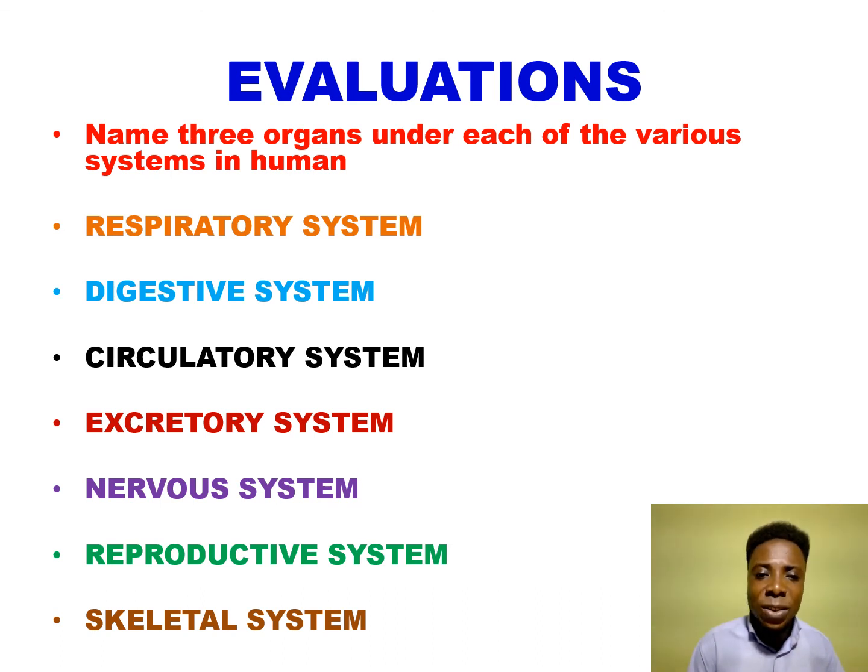And then the one in red is the excretory system. They remove waste from the body. Which organs help us to remove metabolic waste from our bodies? Give me three. And then also we have the nervous system that controls all actions that go on in the body or outside the body. Which organs help to control actions of the body? The nervous system, the one in mauve color. And then the one in green color is the reproductive system that is giving birth to young ones of the same species or kind. Which organs help to give birth to young ones of the same kind? And then last in brown but not the least is the skeletal system. Which organ supports the body to move and to stand upright?